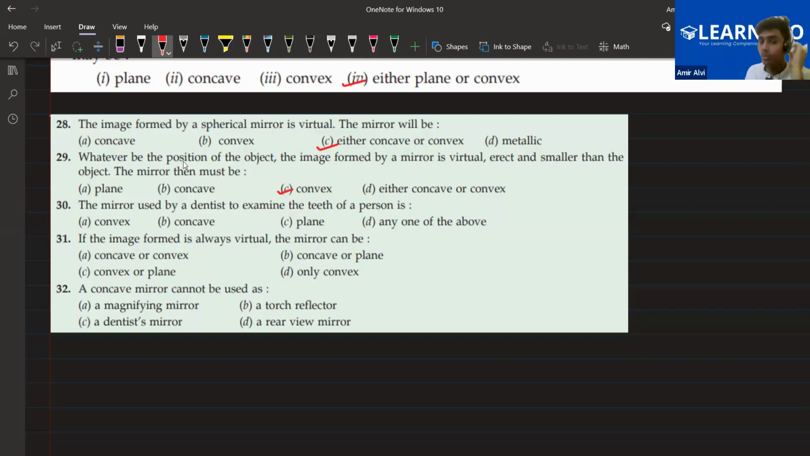Now in this question the position is introduced. It said that whatever the position of the object is, always the image formed by the mirror will be virtual, erect and smaller. Smaller is only formed in the convex mirror, because a plane mirror forms a virtual image but of the same size. A concave mirror forms a virtual image but of greater size. Only the convex mirror forms the image smaller than the object.